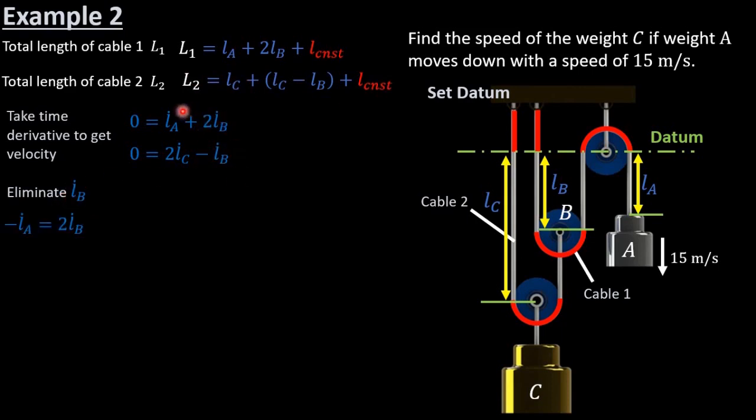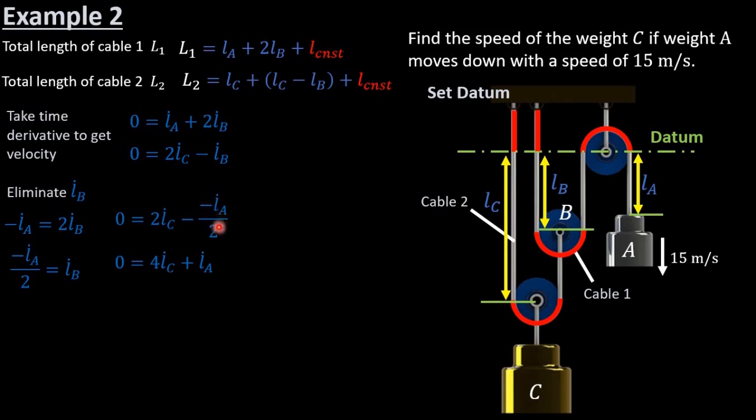So rearrange this equation for L sub B dot. Subtract L sub A dot from both sides to get this. Divide both sides by 2 to get that. And then substitute L sub B dot into here, where L sub B dot is minus L sub A dot over 2. So substitute that into here, and I get this. There's a minus there and a minus there, which is going to give us a plus.